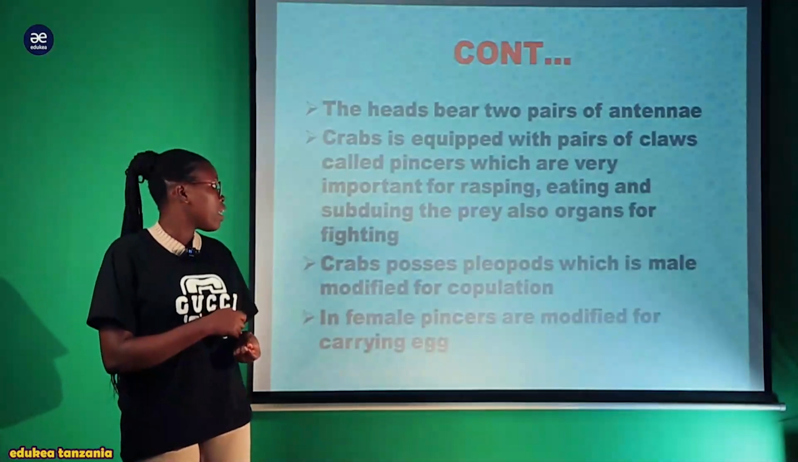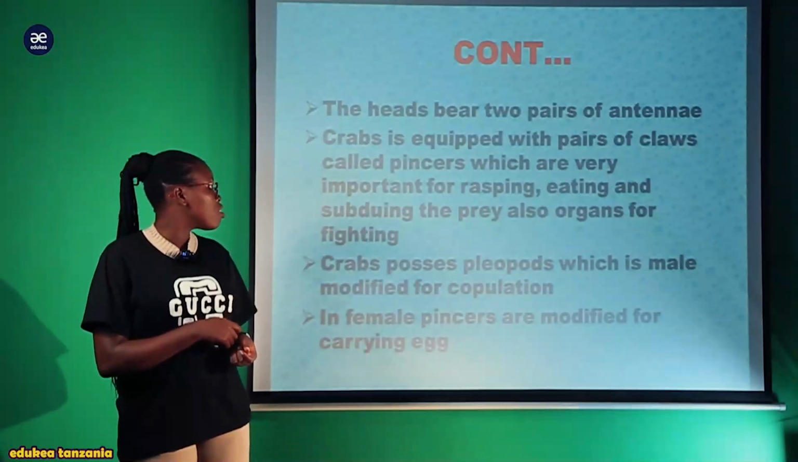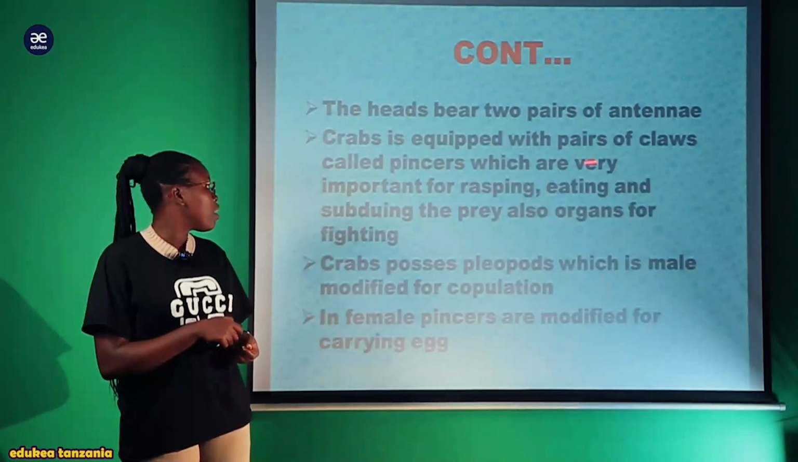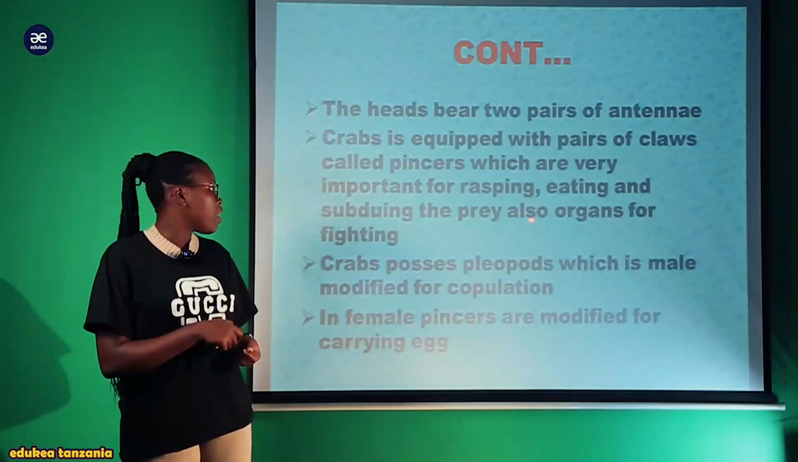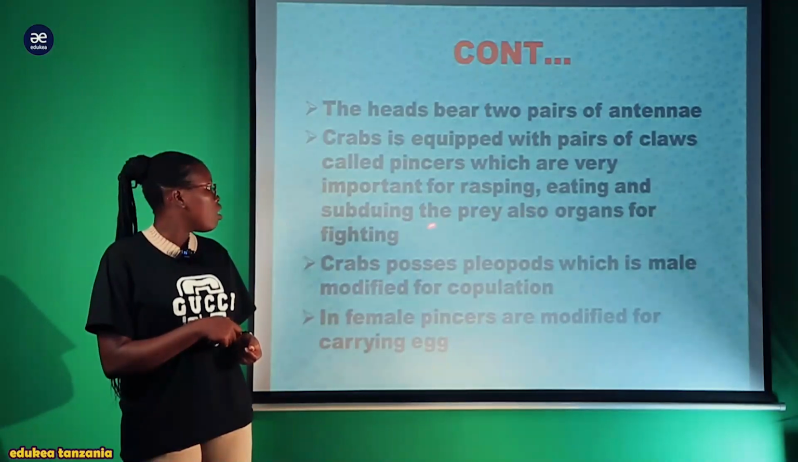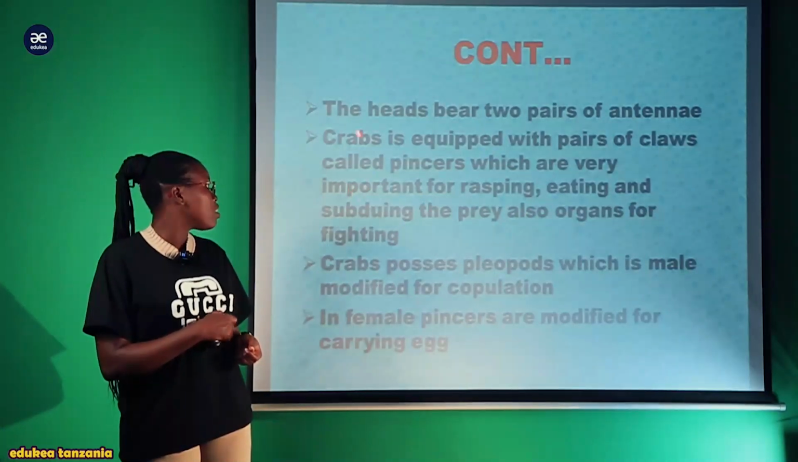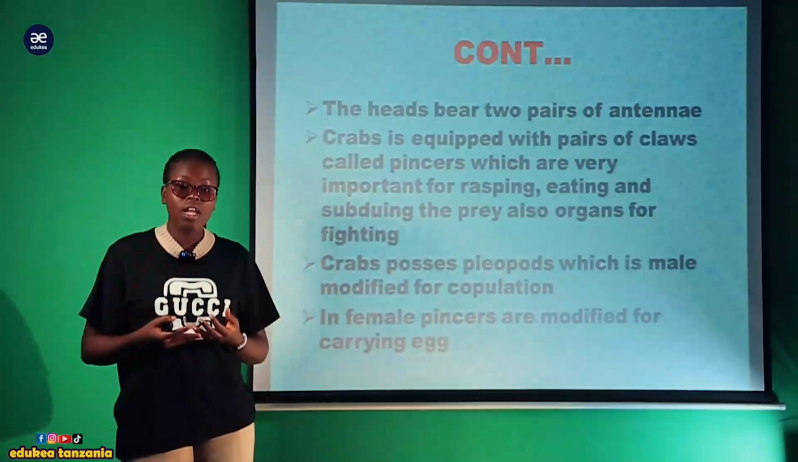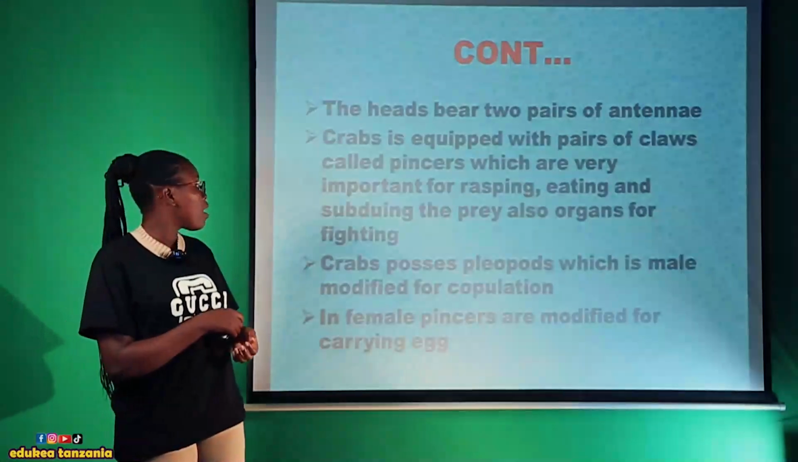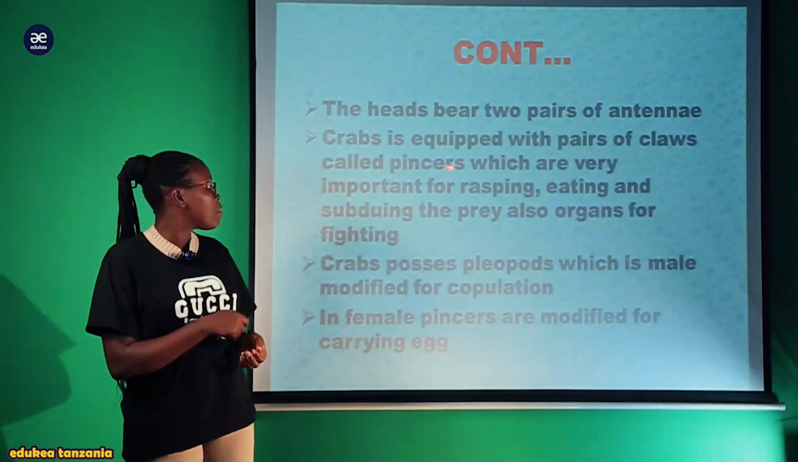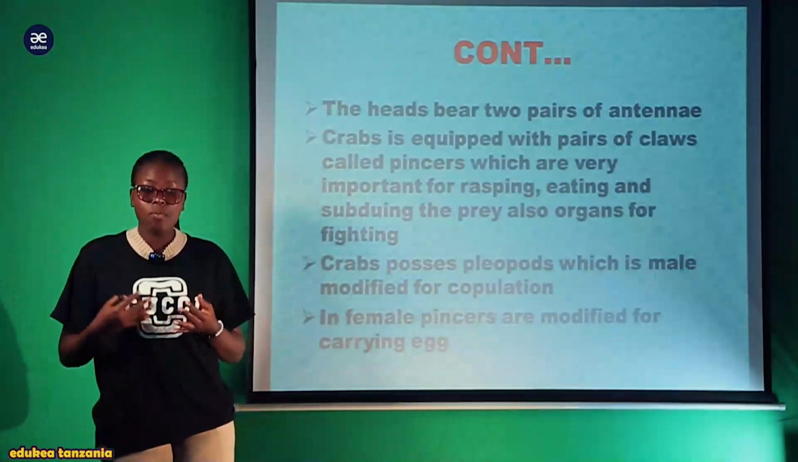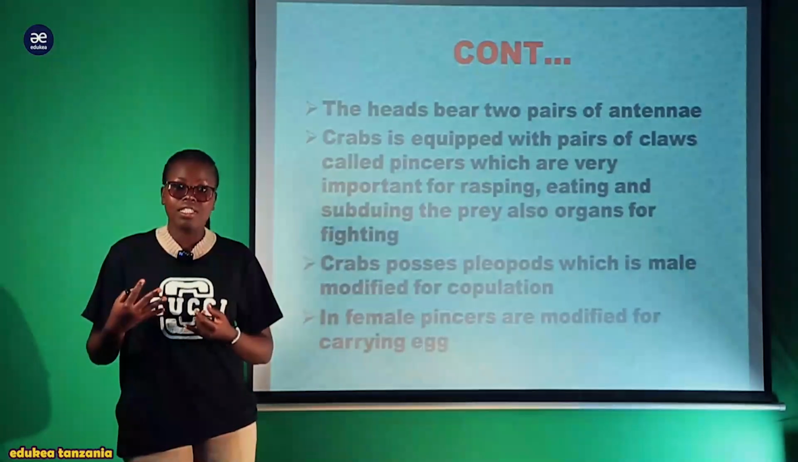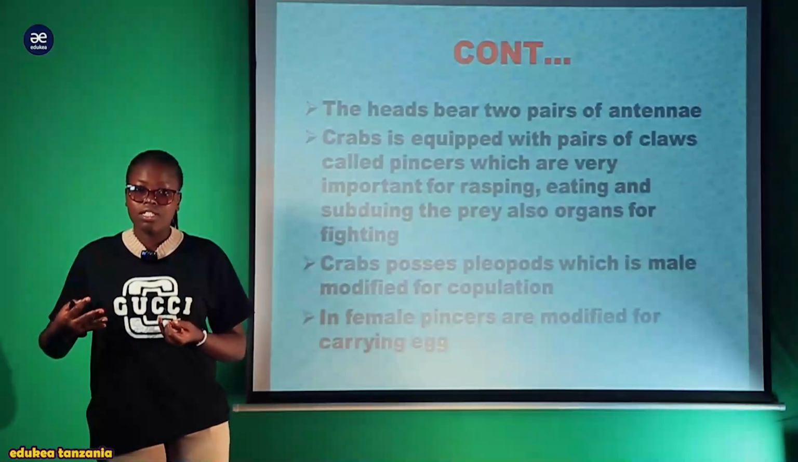Vile vile, the crab is equipped with a pair of claws called pincers, which are very important for rasping, eating, and subduing the prey. They are also organs for fighting. So hii hapa ni defensive mechanism au defensive organ for crabs, ambapo anakuwa na pincers, ambapo hizi pincers ndio defensive au protective organ ambayo inamsaidia katika adaptation katika mazingira yake.